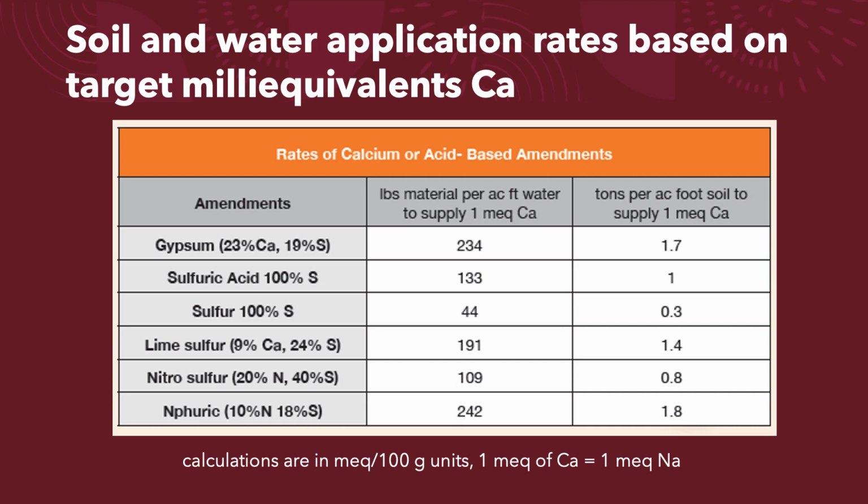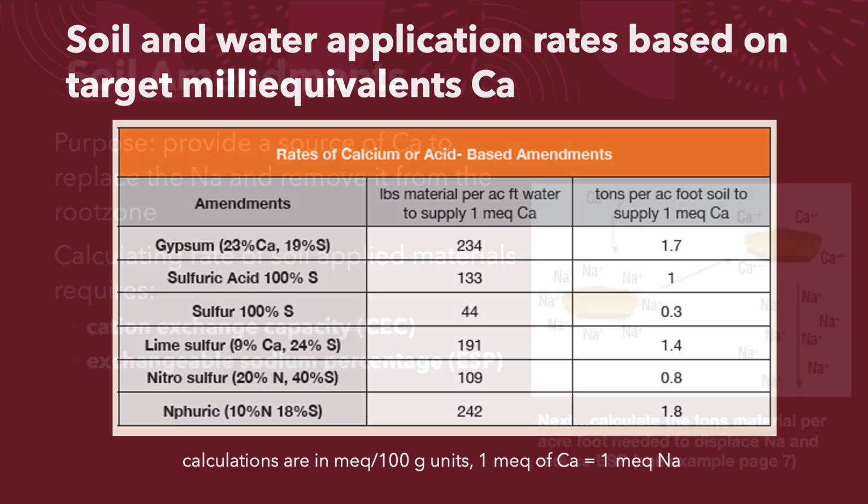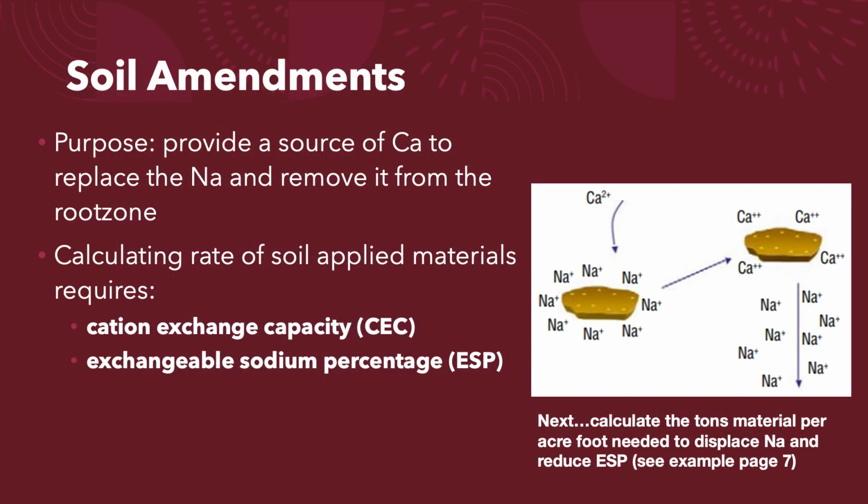Ben mentioned the need to balance your sodium, your calcium, your magnesium. So the calculations are for, if we want to remove 1 milliequivalent of sodium, that's equal to 1 milliequivalent of calcium. So they have a chemical equivalency. Again, we're trying to provide that calcium to replace the sodium and remove it from the root zone. Okay, these are things you're going to look for in your soil analyses, for soil applied amendments.